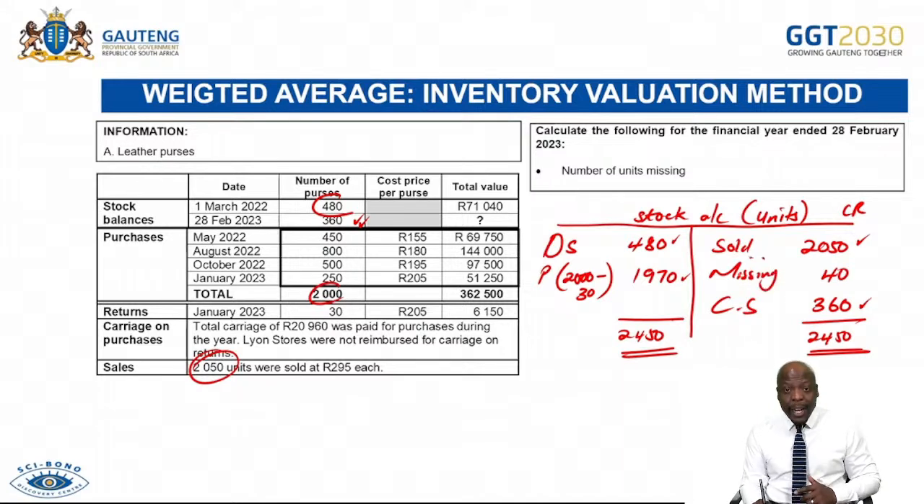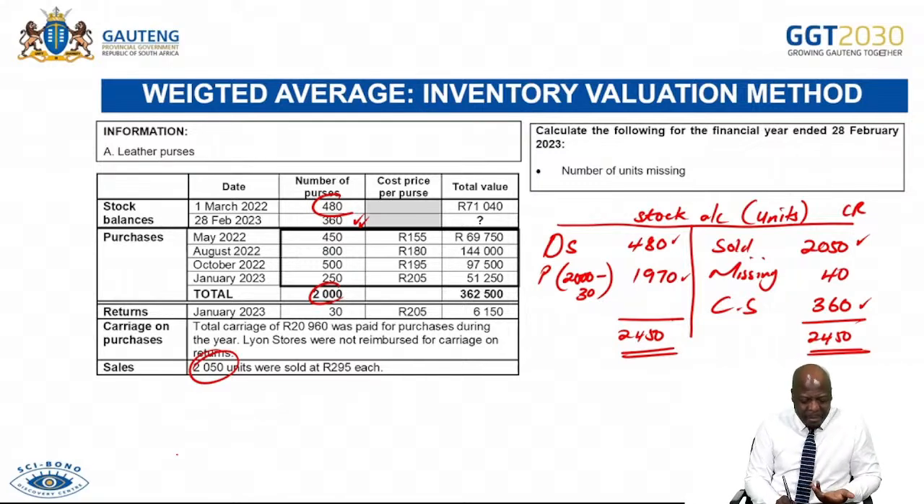Someone is asking, why whispering, Mr. Simbi? It's because this is very important. You should be able to calculate missing units. This is one way. Can I show you the second way? Here's the second way.